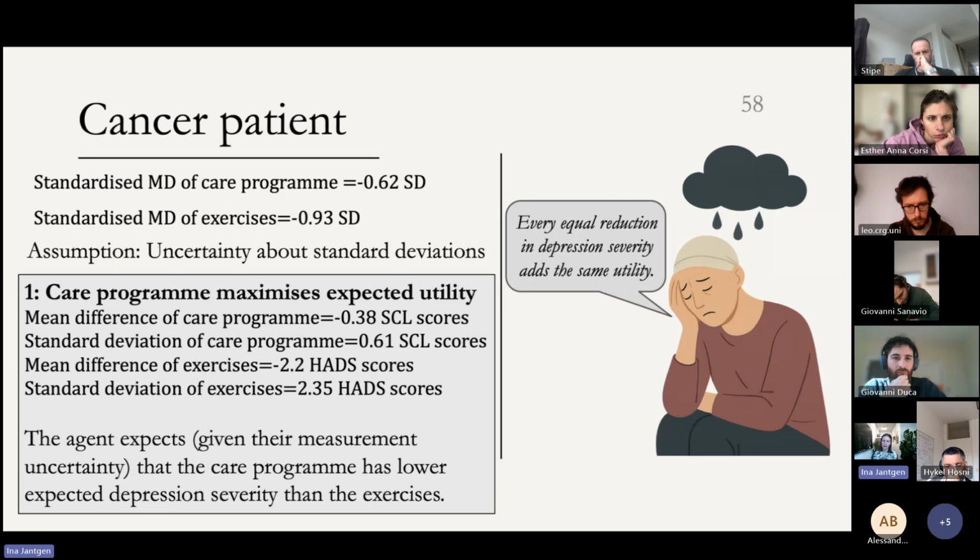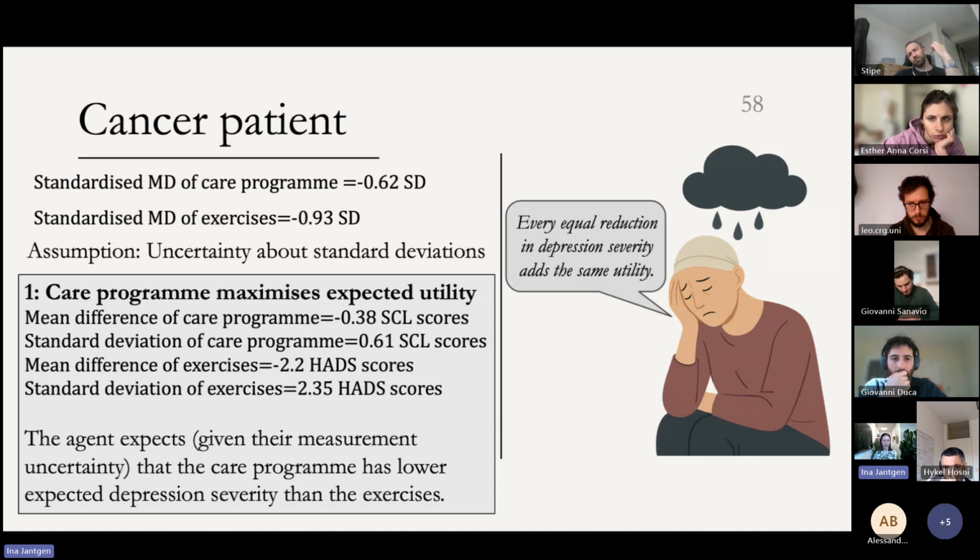And insofar as they care about every equal reduction in depression severity equally, they will then think that the CARE program maximizes expected utility. Notice that the scenario is compatible with a range of beliefs about the relationship of checklist scores and HEAD scores.